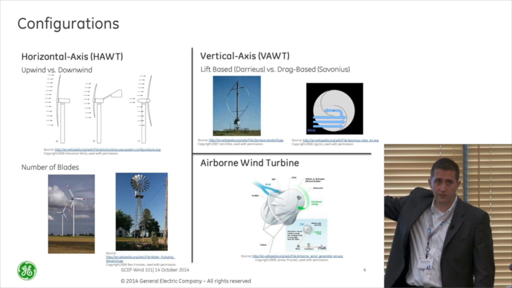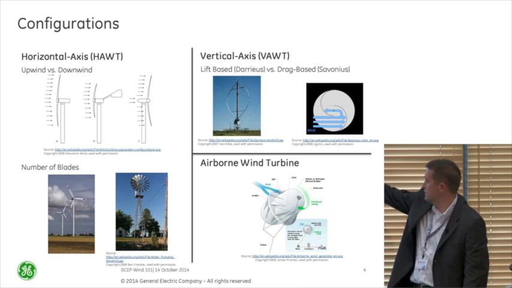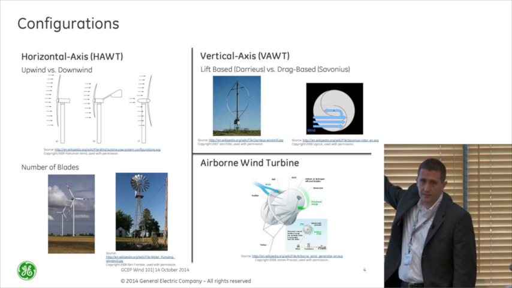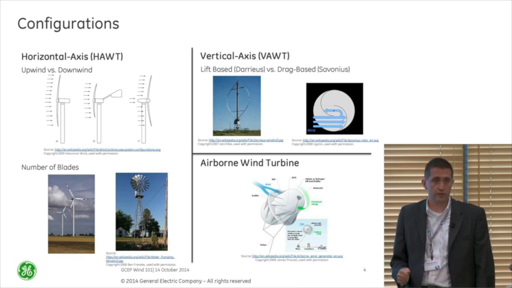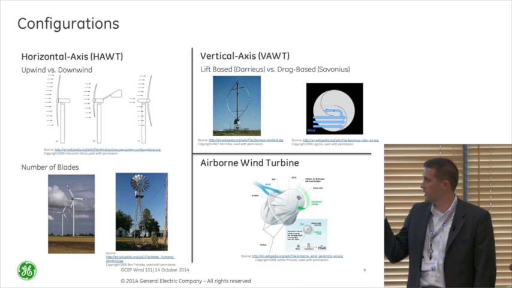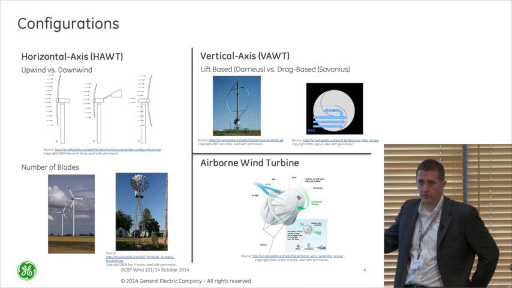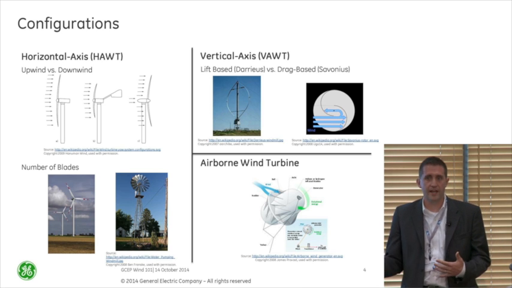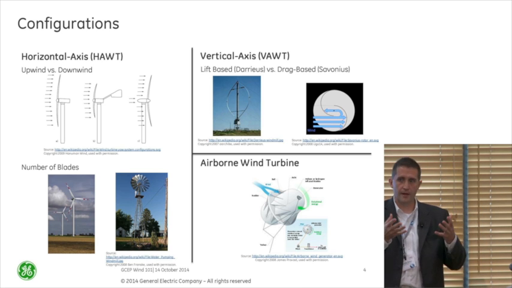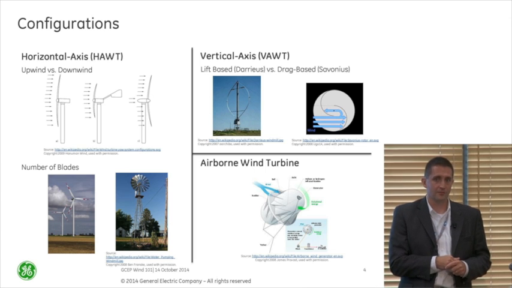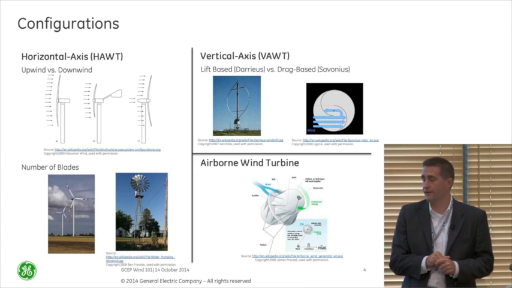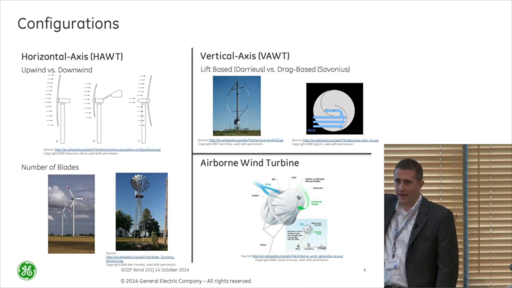There's horizontal axis, which are typically what you've normally seen. There's vertical axis on the top right. They're less common, but you do see them once in a while, and I'll talk through some of the benefits and challenges of those. And then there's airborne wind turbines, which are really the idea of let's get rid of a tower, let's put these things on a kite or somehow and get them up high in the air to extract some of the higher wind speeds up higher in the air. But let me start with horizontal axis.